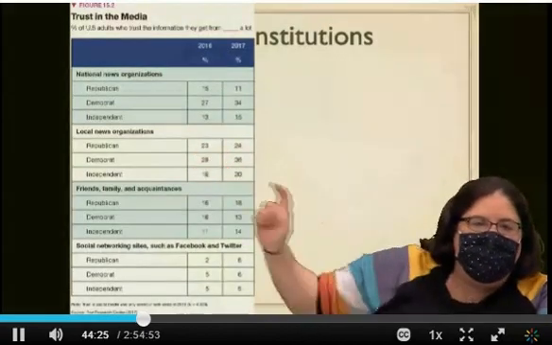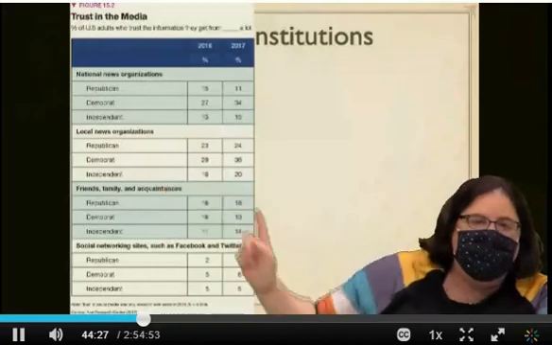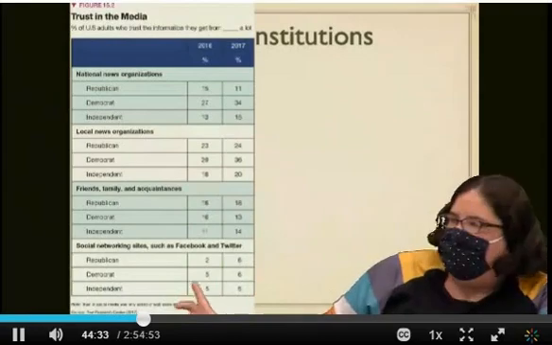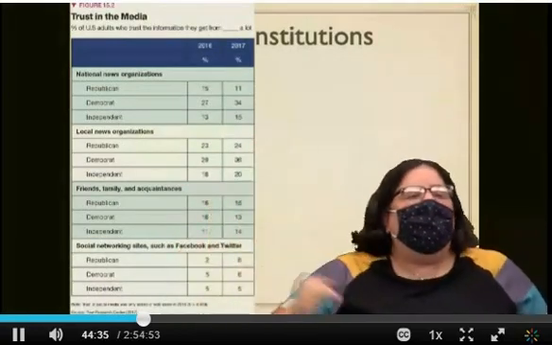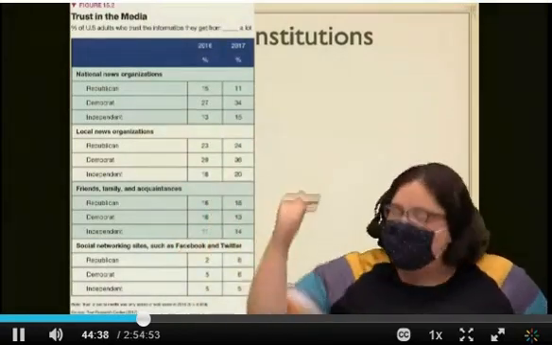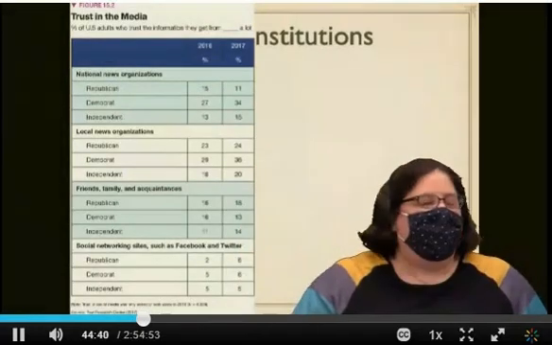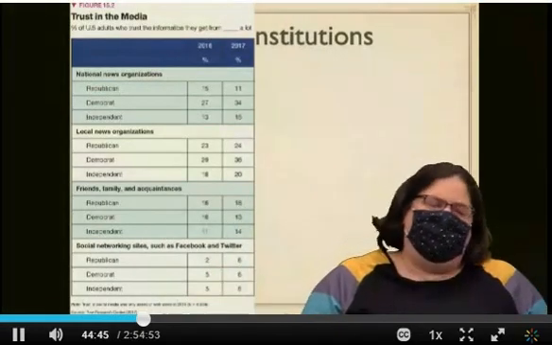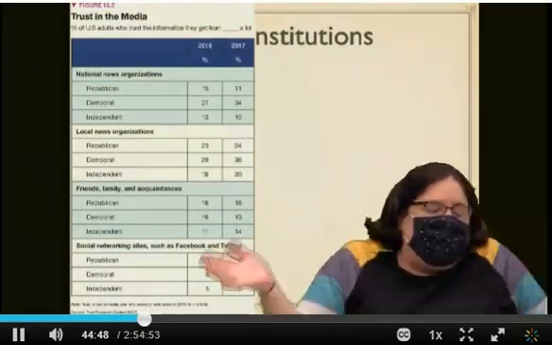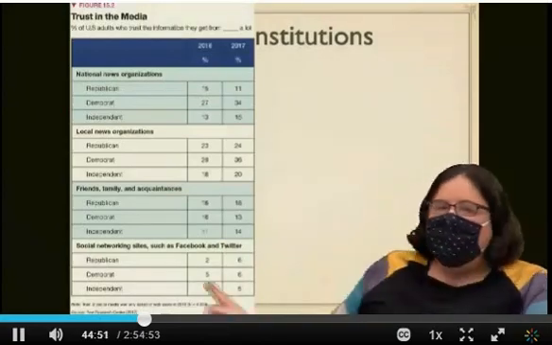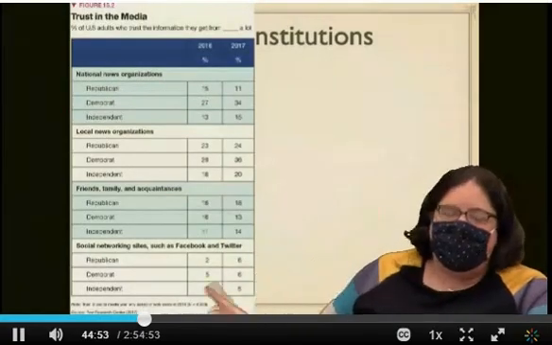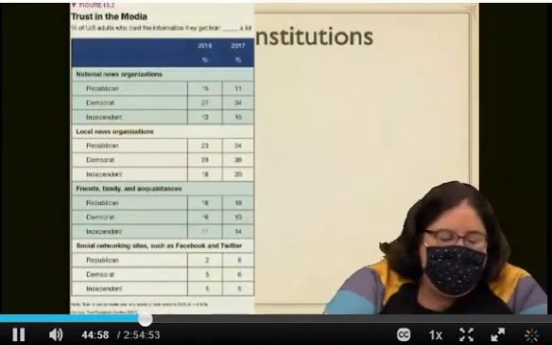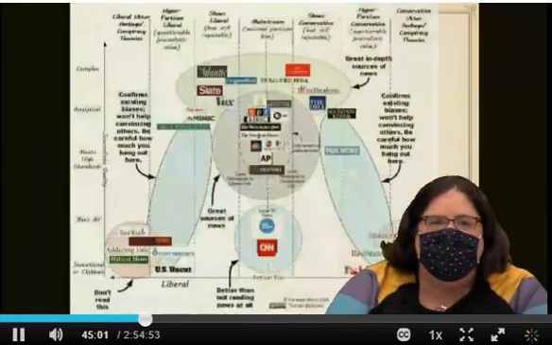Local news organizations, friends, family, and acquaintances, and social media sites. Social media sites have single digits, and we know the information is not trustworthy, yet we continually consume and share that information. You know it, you've done it. I'm admitting it. I see things, I'm like, that's probably not true. Share, because it's going to get clicks or whatever. We know it's bad, but we still continue sharing it and updating it. So I mentioned the charts that you might see on the internet, something like this.